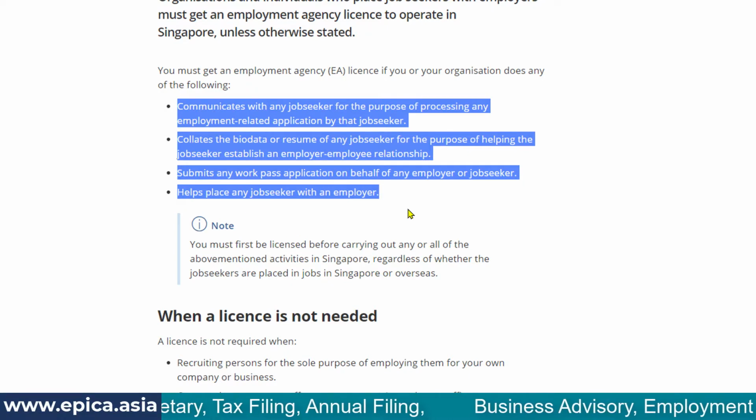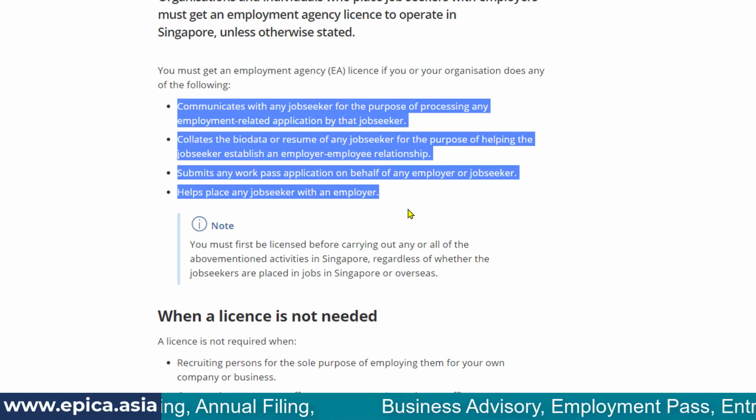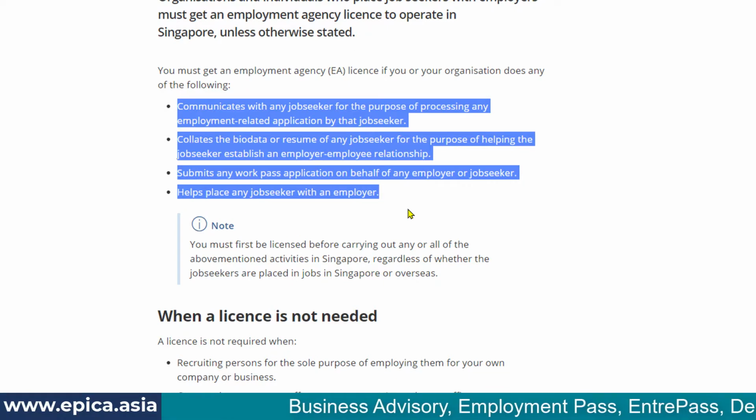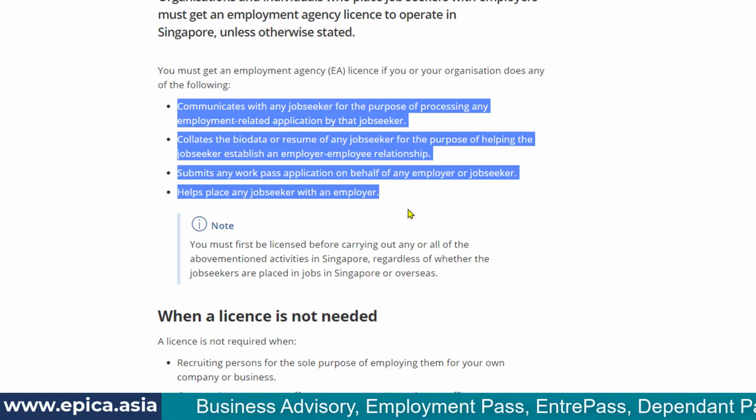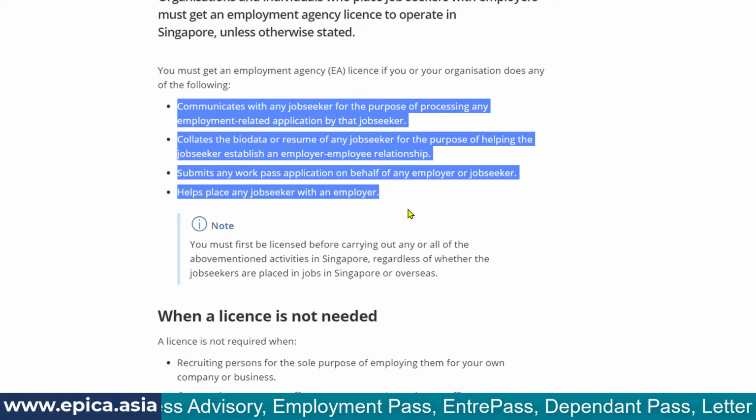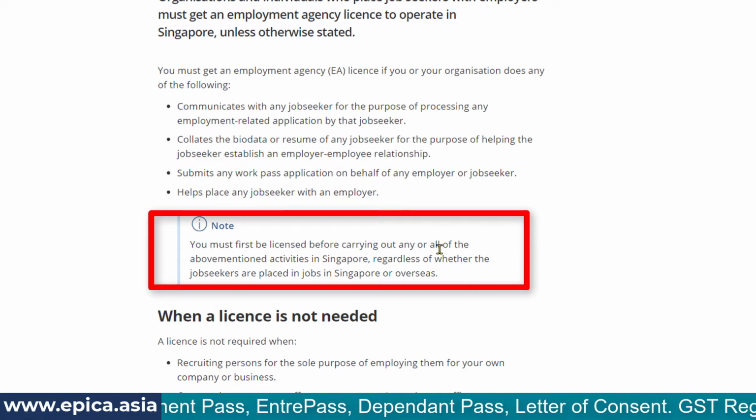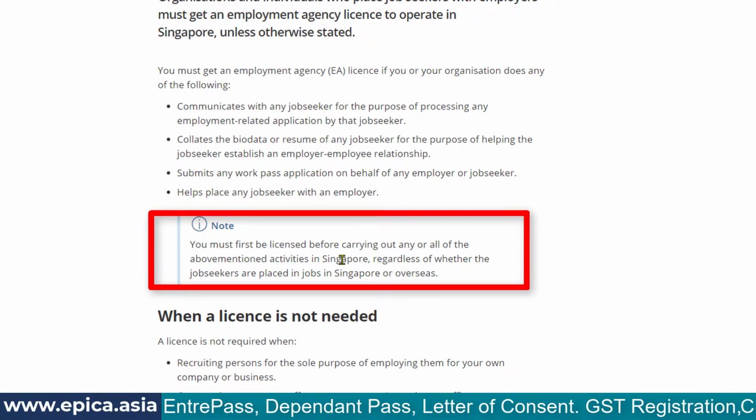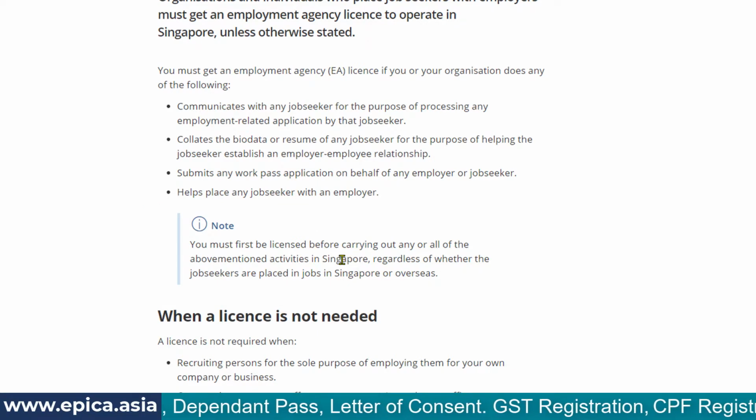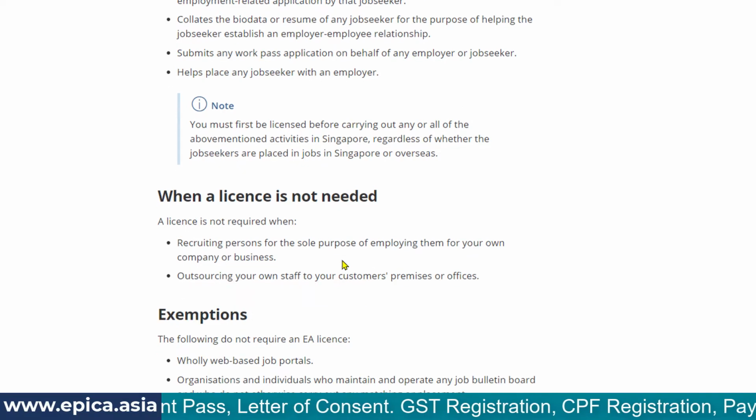So basically, if you are placing a candidate with any potential organization in an employer-employee relationship, then you are required to obtain this license. And you must first obtain the license before carrying out any of these activities. So you cannot start the activities and then apply for the license.